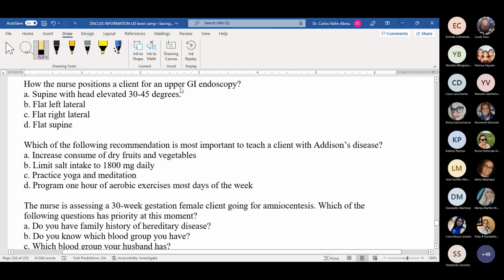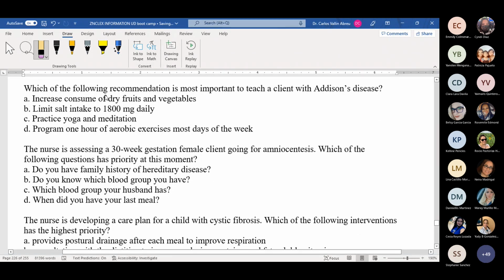Okay, let's move on. Which of the following recommendations is the most important to teach a client with Addison's disease? Increase consumption of dried fruits and vegetables. Limit salt intake to 1,800 milligrams per day. Practice yoga and meditation. Program 1 hour of aerobic exercise most days of the week. Which of these four recommendations is the most important for a patient who suffers from Addison disease?